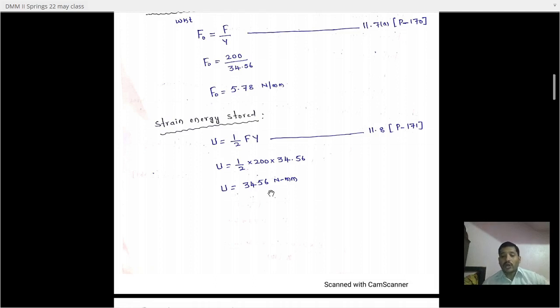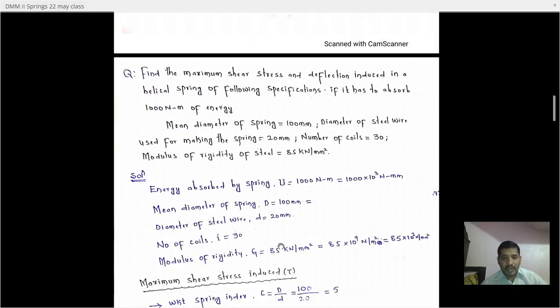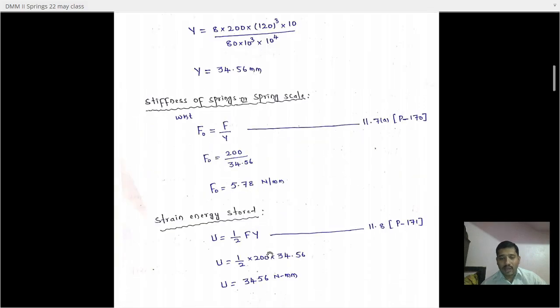After that we need to find out the strain energy stored by it. U is equal to 1 by 2 F into Y. Is it right? For the strain energy stored formula, refer to page number 171, equation 11.8. U equal to 1 by 2, the tensile force acting is 200, into deflection 34.56. If you multiply the whole value with the help of a calculator, you will get the answer 3456 Newton mm. Okay, after that, next problem. I hope no one has any doubt regarding this problem.